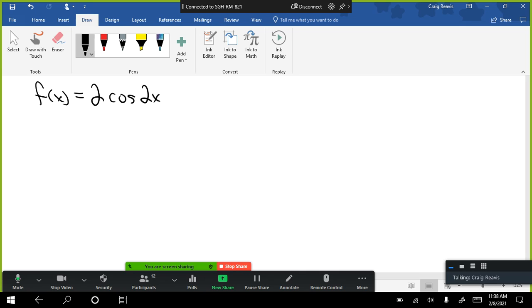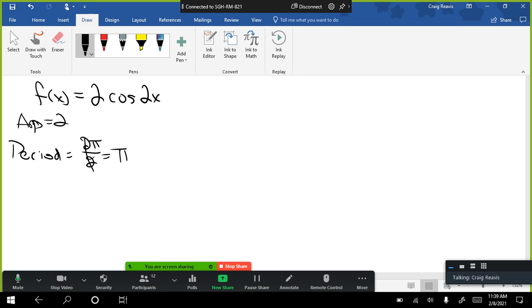All right, so in this case, we need to know the amplitude, which is 2. That means it's going to go up to 2 and down to -2. And the period is 2 pi over the coefficient.